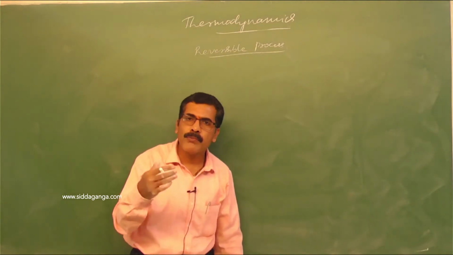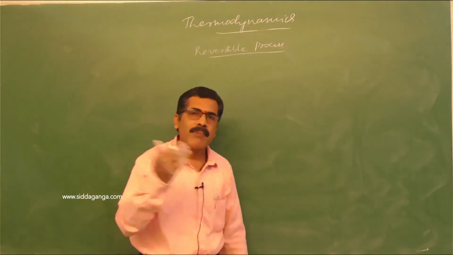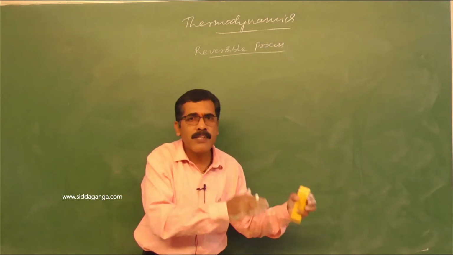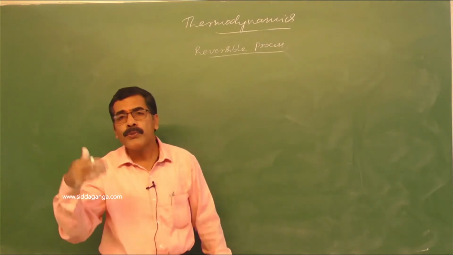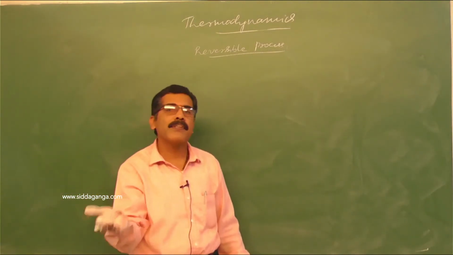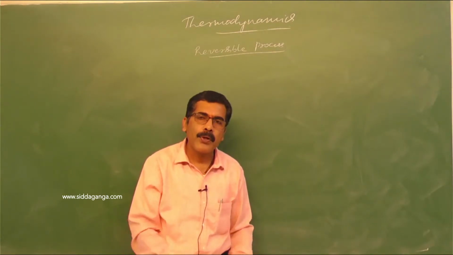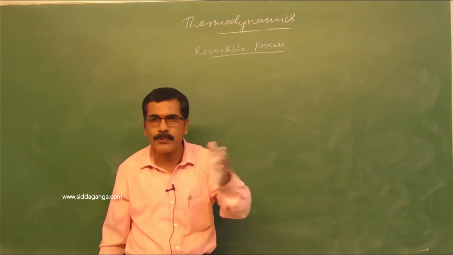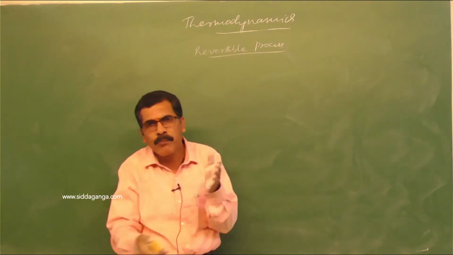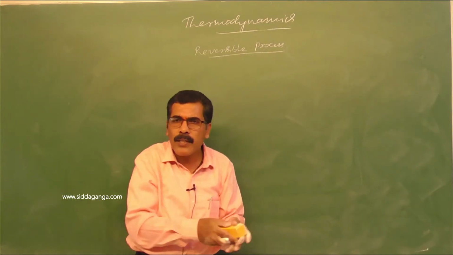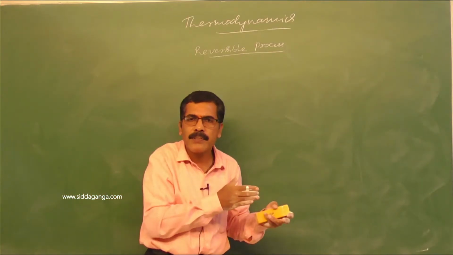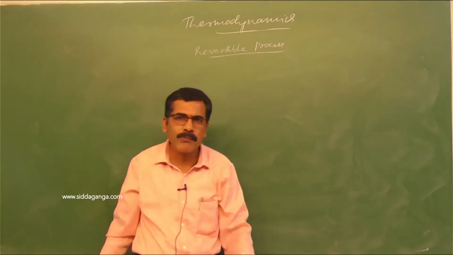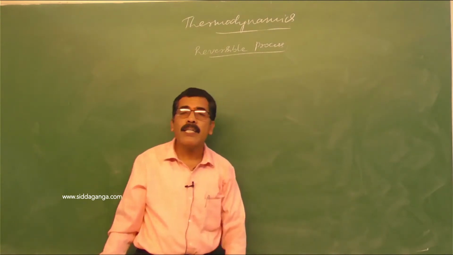The process which can be traversed in a reverse direction with the same ease such that the system and its surroundings pass through the same intermediate stages as in the direct process. So you are taking a system through different stages in the direct process. If you can bring back the system to the initial configuration so that it comes through the same intermediate stages and finally acquires the original configuration, if that is possible, then we call that process a reversible process.